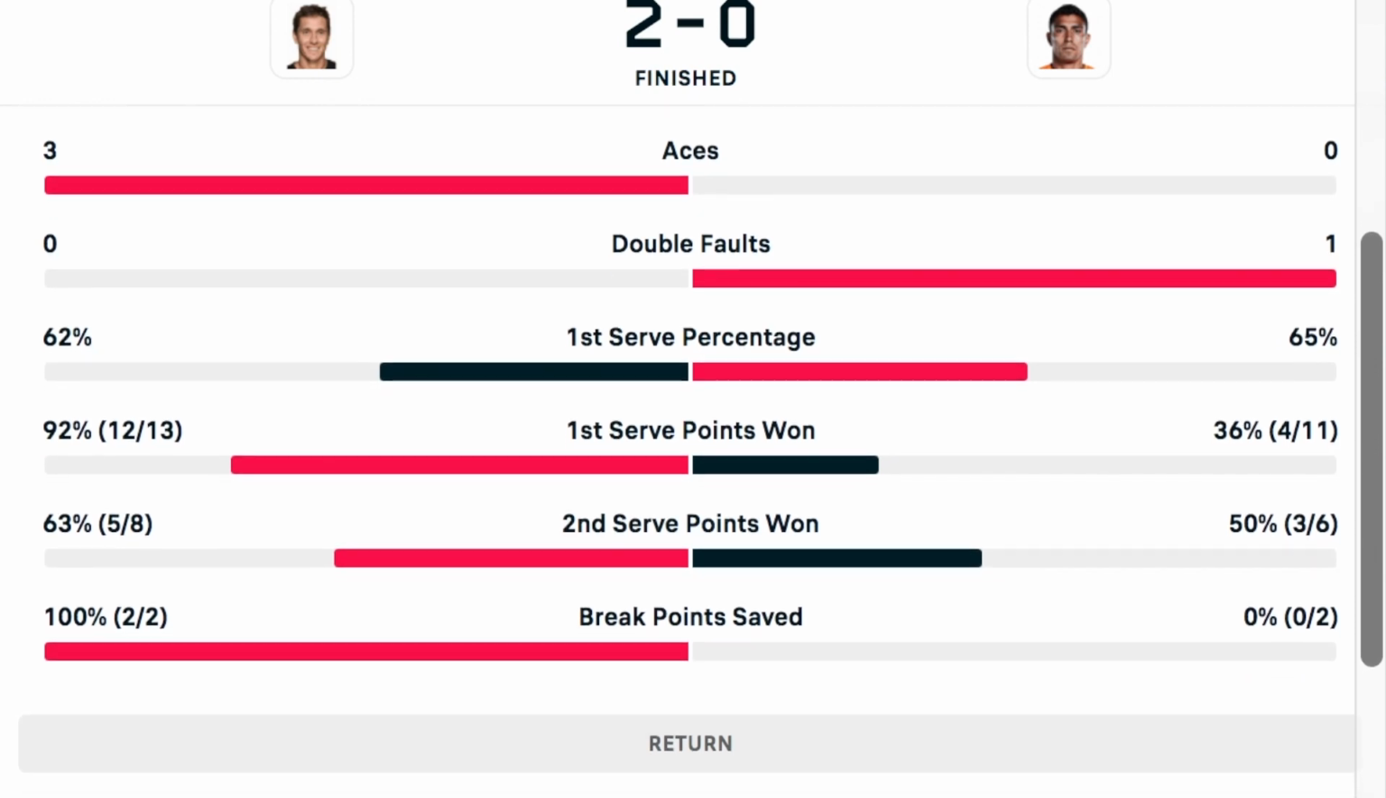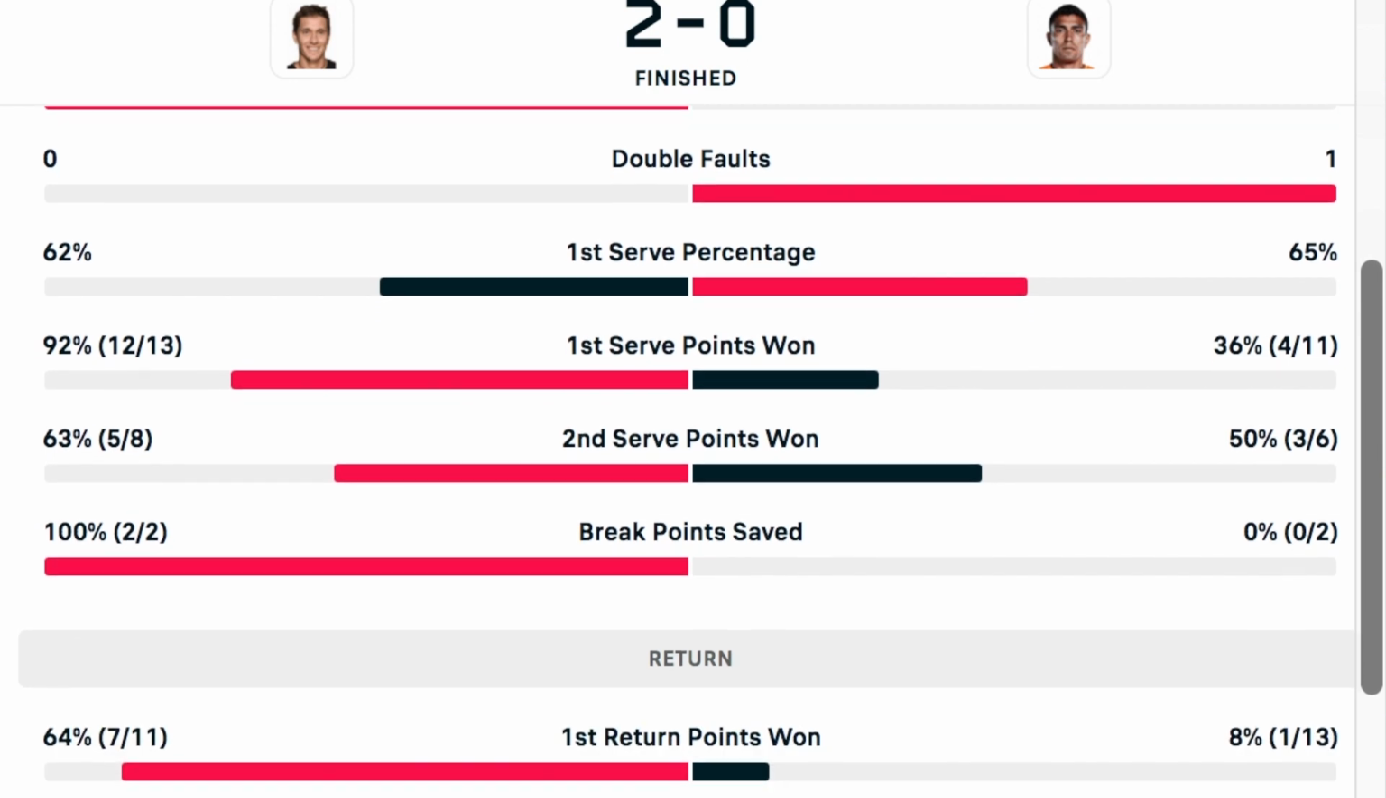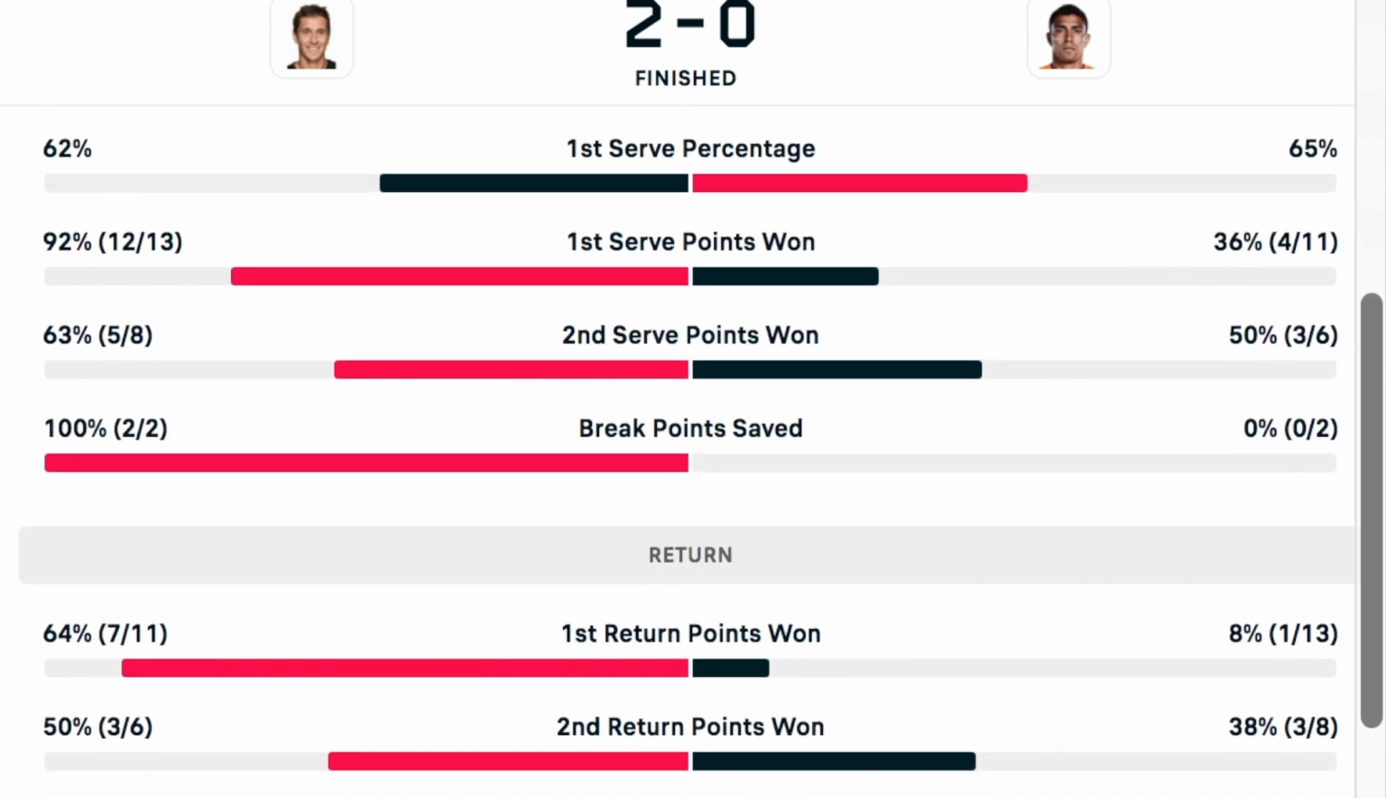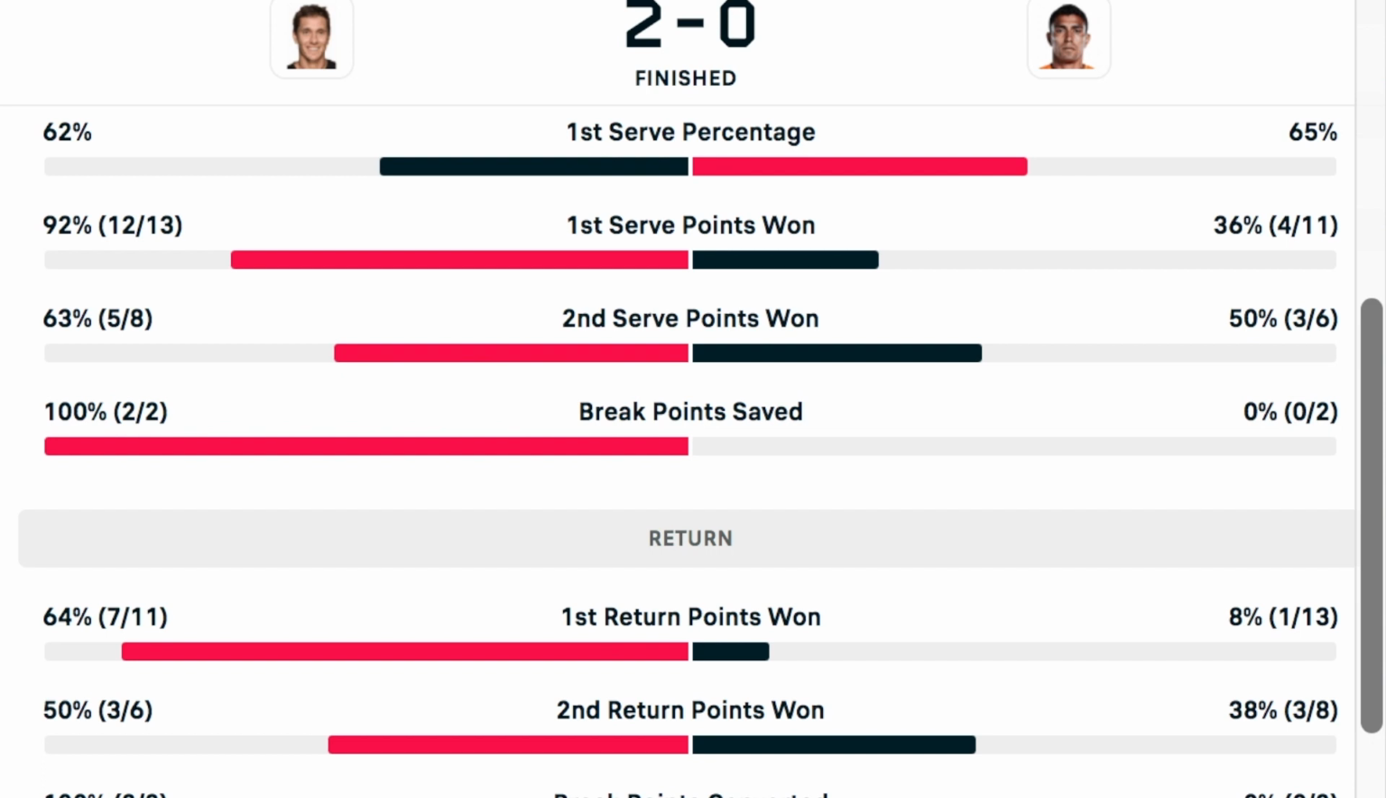Now with breakpoints saved, again, unless there are extraordinary numbers here, it is not that relevant a stat. Now it will often show strength of character. So for example, if the player you want to back has saved a lot of breakpoints, then this is a real positive which may help you in your decision of whether or not to back that player in the second set. First serve return points are important if there is a clear unbalance, which there is here, with Gerasimov winning 7 out of 11 returns versus just 1 out of 13 returns from Montero. Now this is a major alarm bell, which of course we should take into account when deciding whether or not to back Montero in the second set.